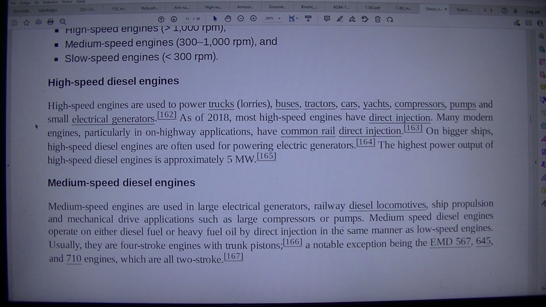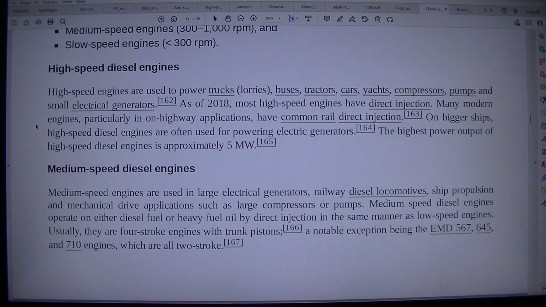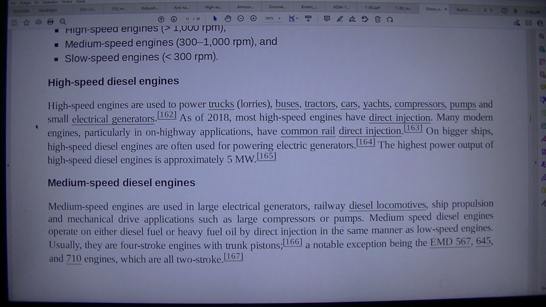Medium-speed diesel engines. Medium-speed engines are used in large electrical generators, railway diesel locomotives, ship propulsion and mechanical drive applications such as large compressors or pumps. Medium-speed diesel engines operate on either diesel fuel or heavy fuel oil by direct injection in the same manner as low-speed engines. Usually, they are four-stroke engines with trunk pistons, a notable exception being the EMD 567, 645 and 710 engines, which are all two-stroke.